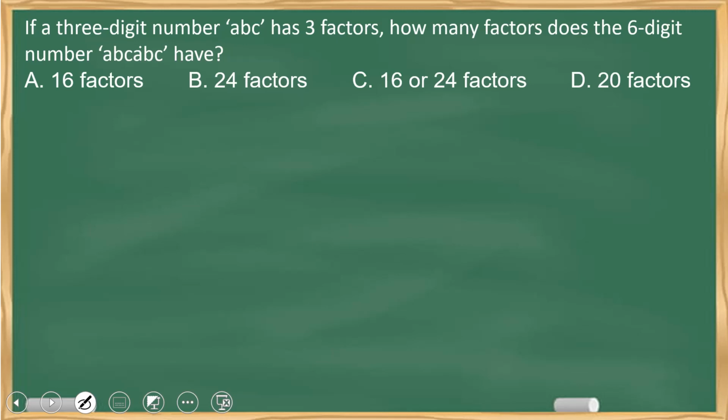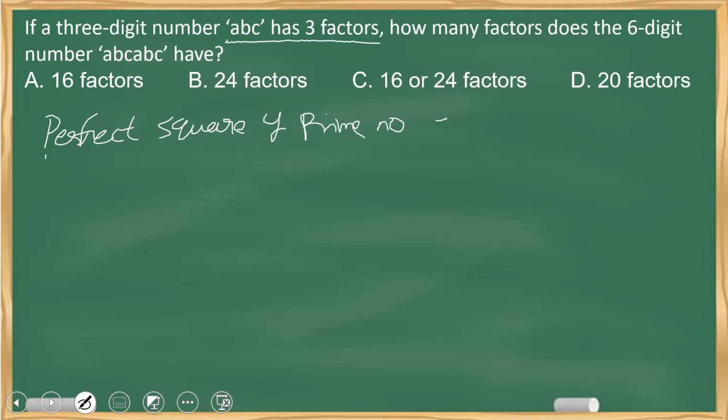Now, next important question. This question seems difficult, but it's very easy. ABC has 3 factors. Now, which numbers will generally have 3 factors? Only the perfect square. The square of a prime number only will have 3 factors.